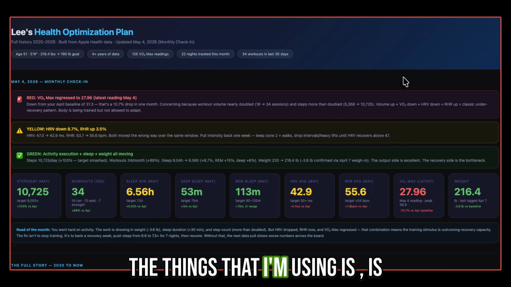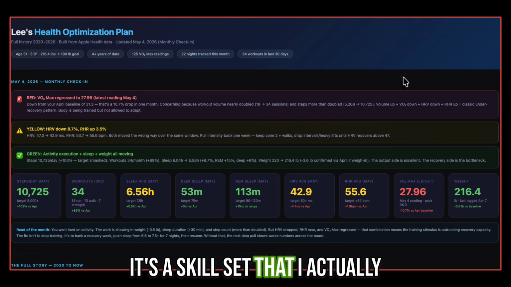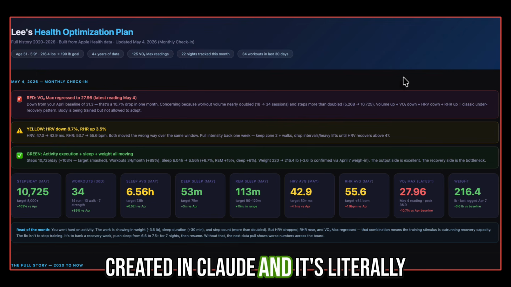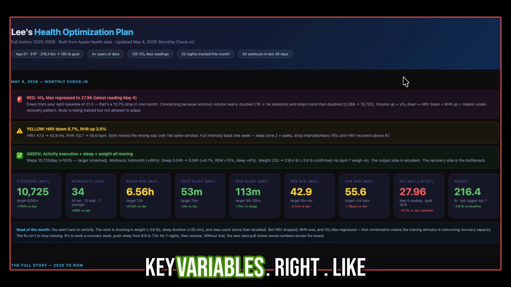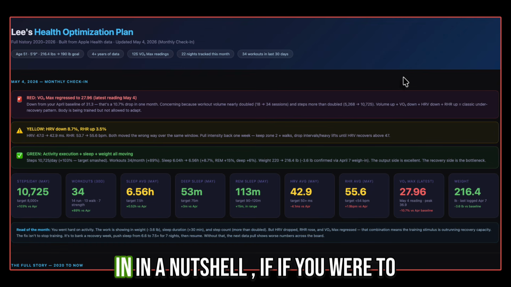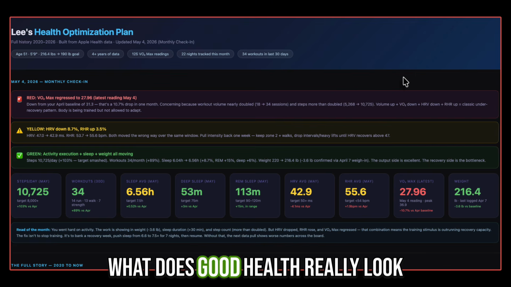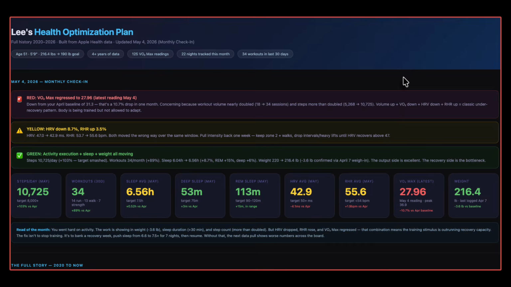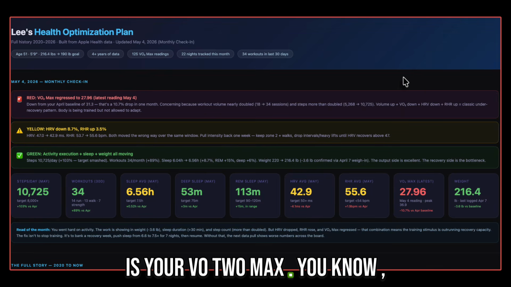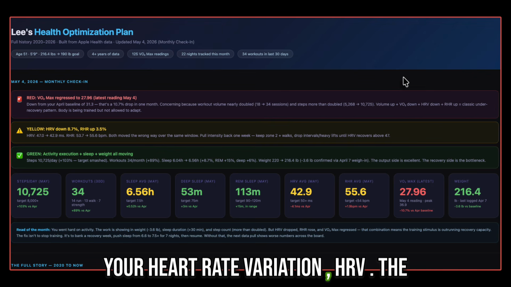One of the things that I'm using it for is health optimization. It's a skill set that I created in Claude, and it's targeting mostly 4 or 5 key variables, right? In a nutshell, if you were to define what good health looks like, number one is your VO2 max. That's a huge indicator of great health. The second one is definitely your heart rate variation, HRV.